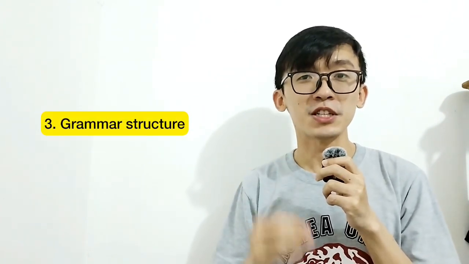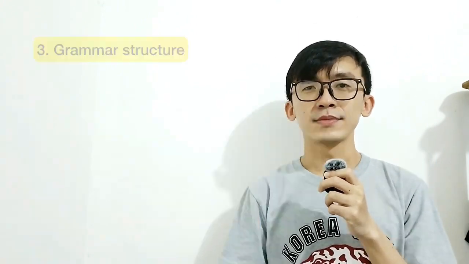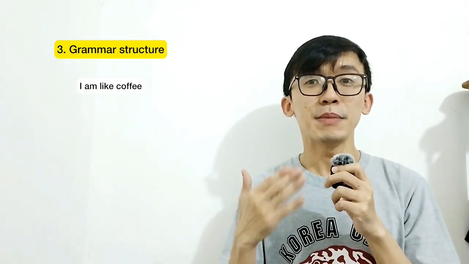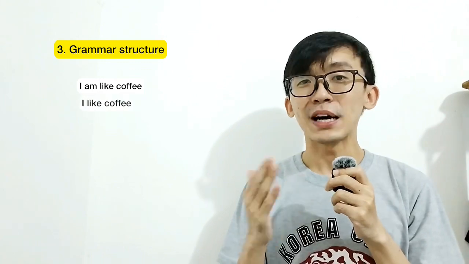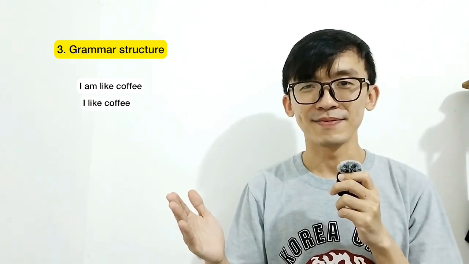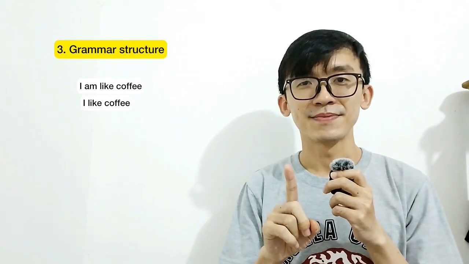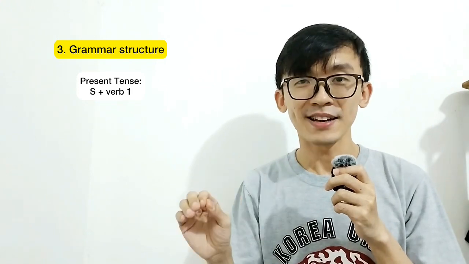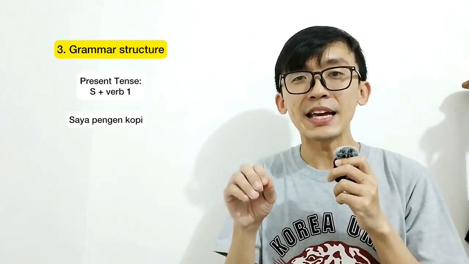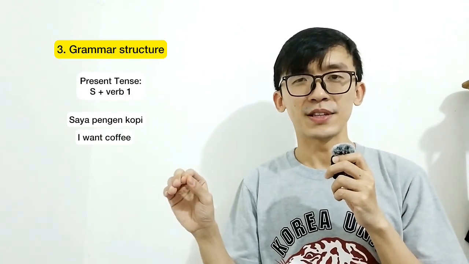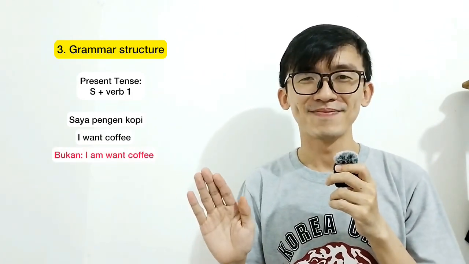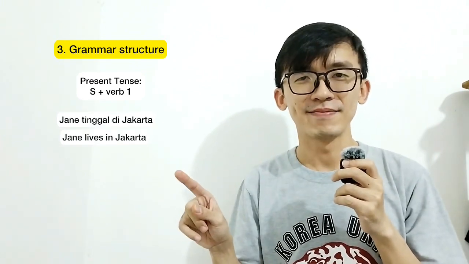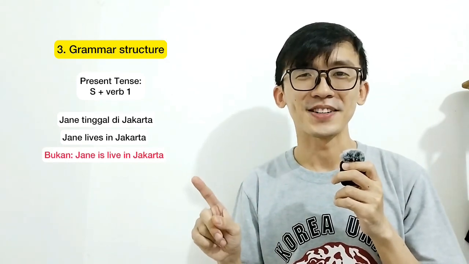Number 3, I want you to teach them about grammar structure. A common mistake. Maybe a student said, I am like coffee. And then maybe you give them correction. Bukan I am like coffee ya, tapi I like coffee. However, don't stop there. Teach them structure. Kalau present tense itu subjek ditambah dengan verb 1 ya. Jadi contohnya, saya pengen kopi. I want coffee. Bukan I am want coffee. Jane tinggal di Jakarta. Jane lives in Jakarta. Bukan Jane is live in Jakarta.